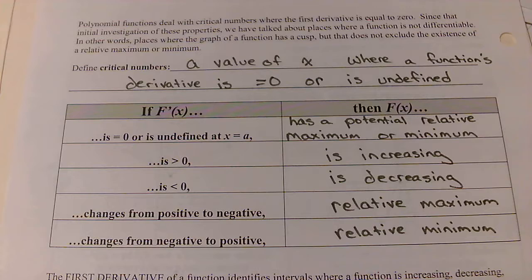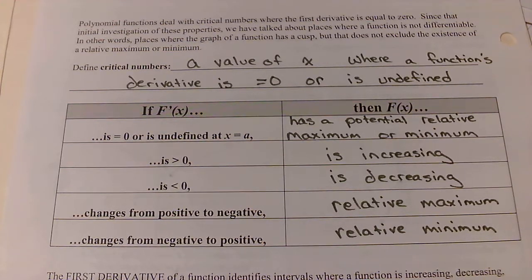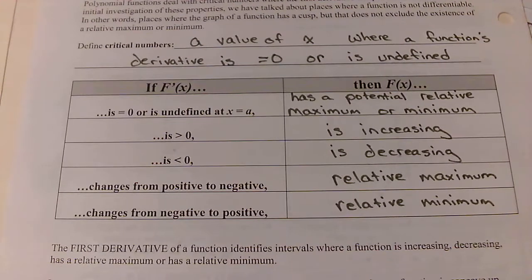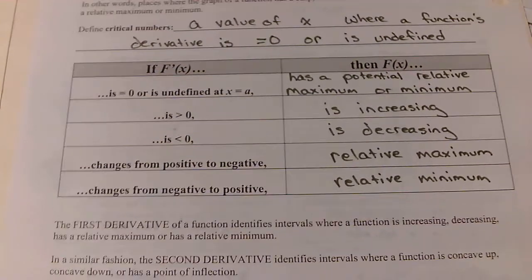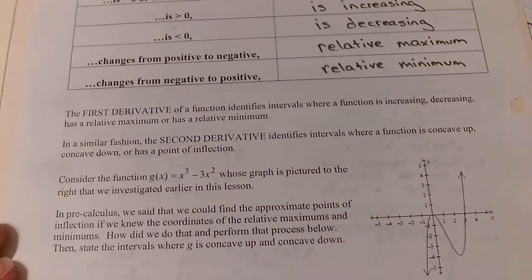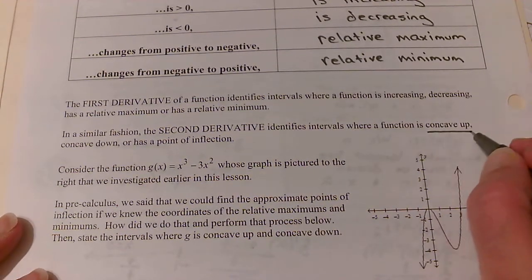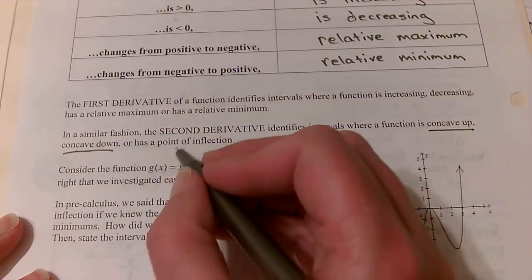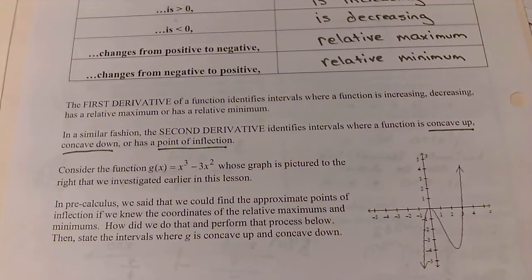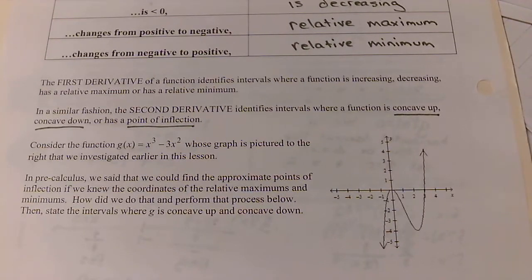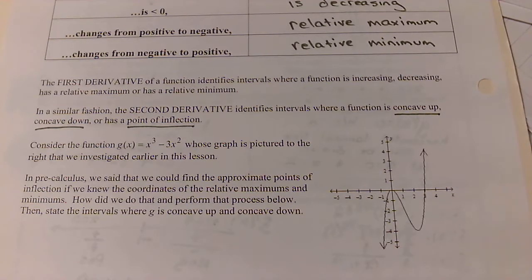So we're also going to be adding the second derivative. It talks not about increasing and decreasing, but about something called concavity. A function can be concave up, concave down, or have what is called a point of inflection. So let's look at g, which we looked at earlier. Hopefully in advanced math, pre-calc, you talked about points of inflection.